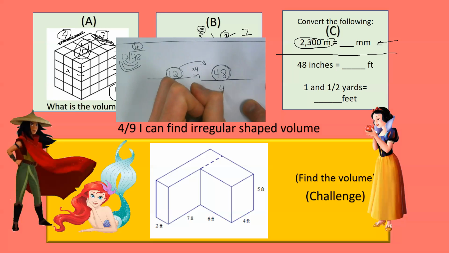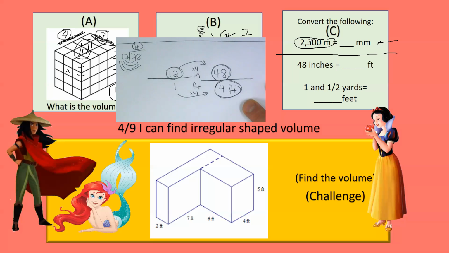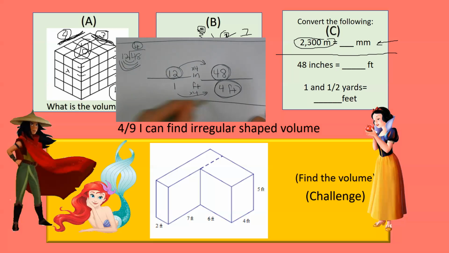So therefore, your answer is 4 feet. The answer there is 4 feet. You're basically just saying how many 12s are in 48. Each 12 makes a foot.